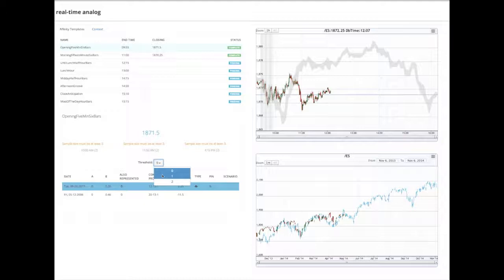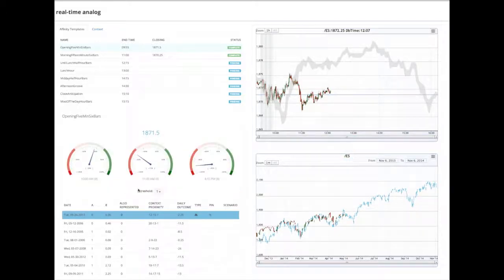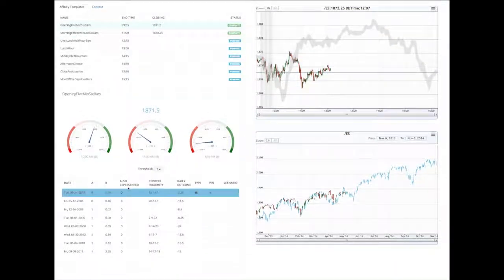In the next video, we'll talk about the consensus panel, which helps you make sense out of various multi-template analogies. But for now, let's look at it from a different angle. So now that I have all of these dates that show a high affinity against a certain affinity template, is there anything consistent in the follow-through that I can use to inform my forecast about the near future?